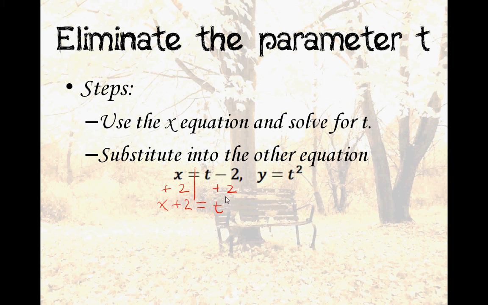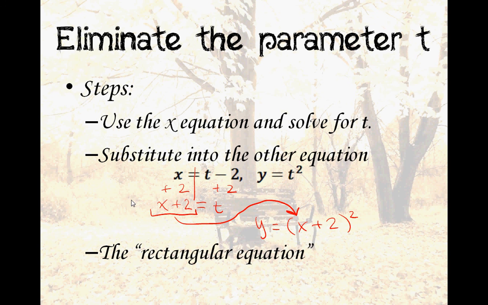Now we're going to substitute this into the other equation. And basically, since it's y equals t squared, you can substitute in for that t. And so you would get y equals (x plus 2) squared. So I substituted this x plus 2 into the t. And then that's it, you're done.